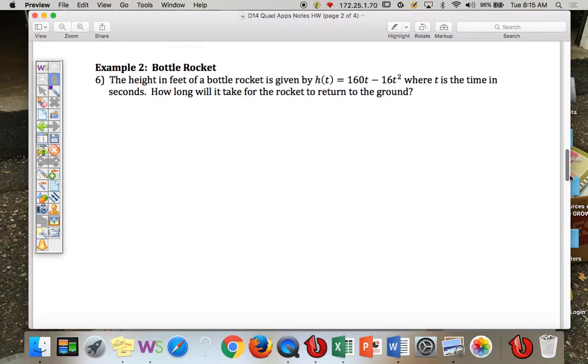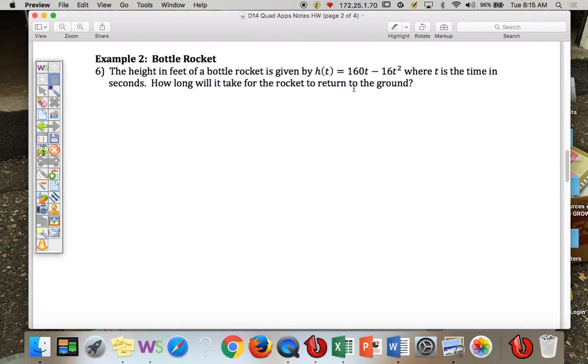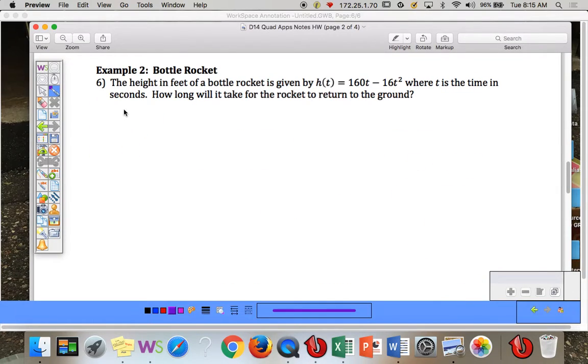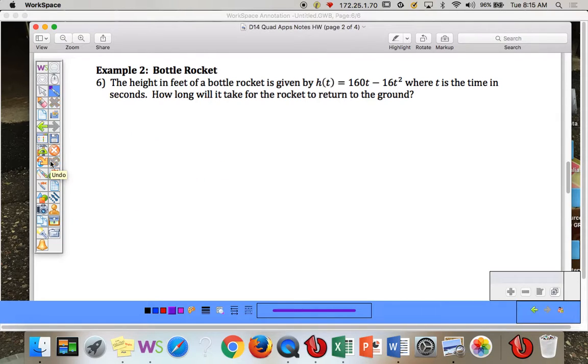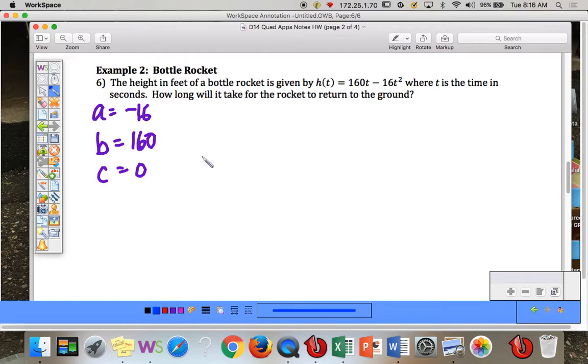Okay, last example. The height in feet of a bottle rocket is given by this equation, where t is the time in seconds. How long will it take for the rocket to return to the ground? So if we draw, let's say it took off from the ground, it's going to go up, and hit the ground again. So this is what we're looking for, right here. First step, let's find A, B, and C. I'm going to erase this actually, give myself more room. So A is the number next to the t squared, which is negative 16. B is the number next to the t, which is 160. C is the number by itself. There's no number by itself, so 0.